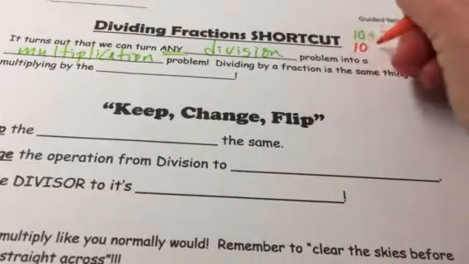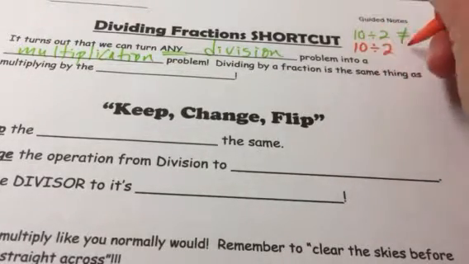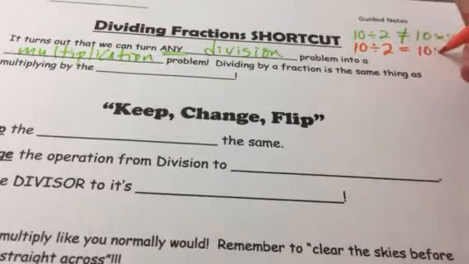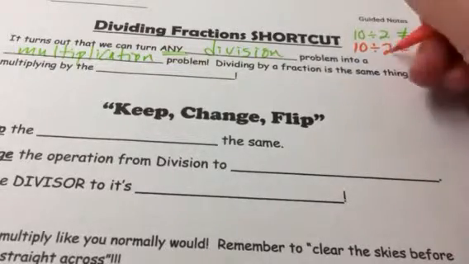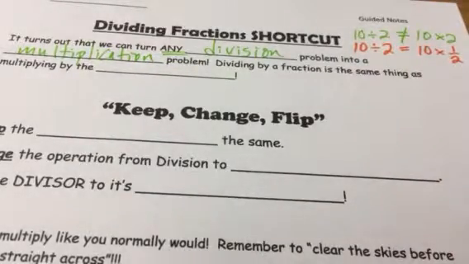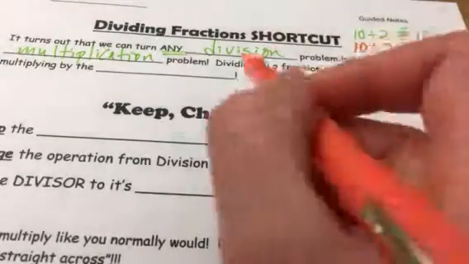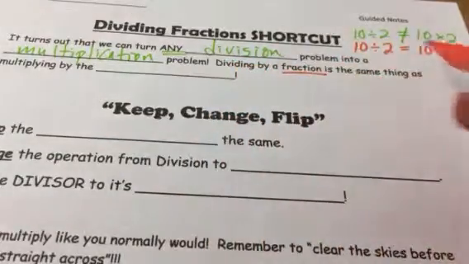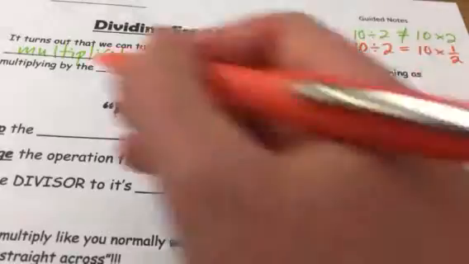The other component turns out to be that it's equal to 10 times the reciprocal of the second number. And that's going to be our shortcut here: dividing by a fraction, even a whole number, is the same thing as multiplying by the reciprocal.